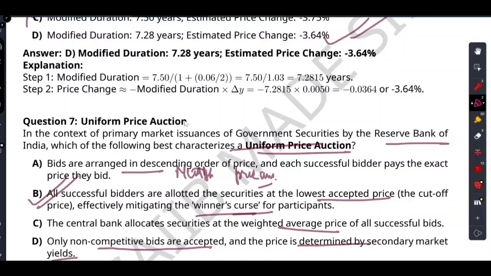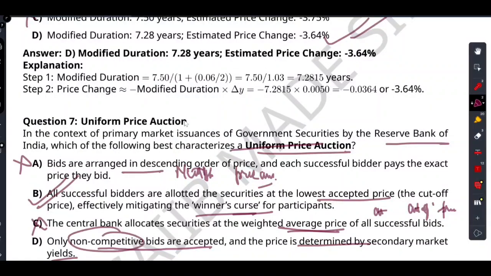And option C is also incorrect. Why? Because the RBI does not average the price out. No, they strictly use the cutoff price. RBI does not average the price; they use the cutoff price. And option D is completely wrong, because competitive bids are the entire point of holding an auction in the first place. Right?